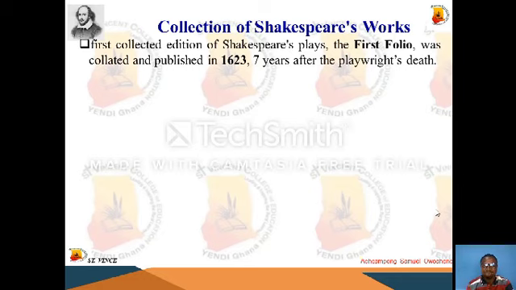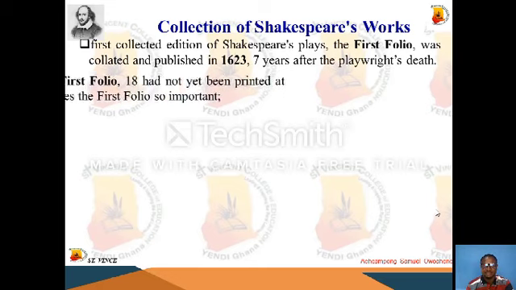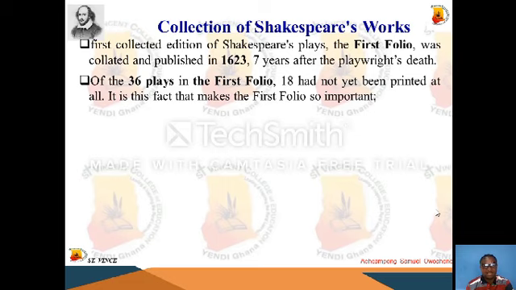But the question is, who superintended or supervised the printing of this collection? Now, of the 36 plays or 37 plays in the first folio, 18 had not yet been printed at all. So it tells us that in the first folio, 36 plays of Shakespeare were put into that collection. But the good thing is that out of these 36 plays, 18 of them had not yet been printed at all. It means that at the point that Shakespeare was dying, 18 of these plays were not printed. It is a fact that makes the first folio so important. So apart from what people already knew, 18 new editions were added to this first folio.